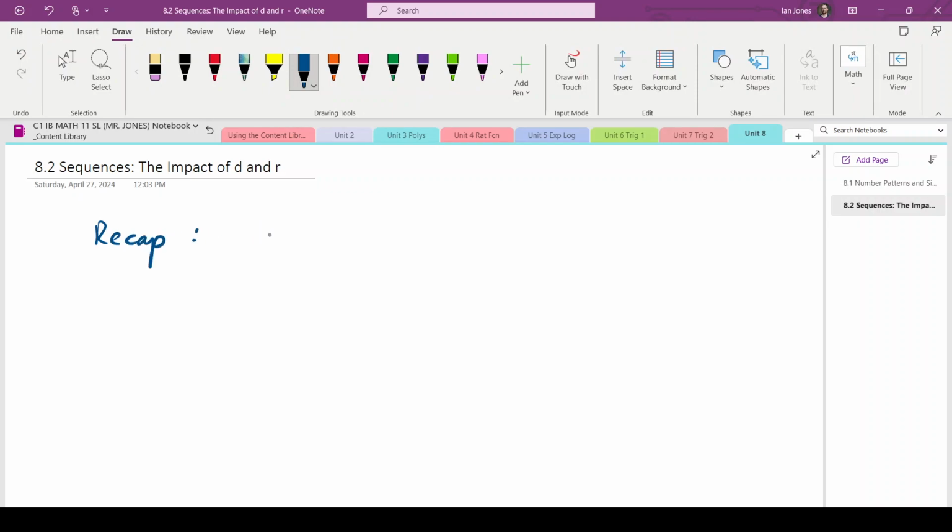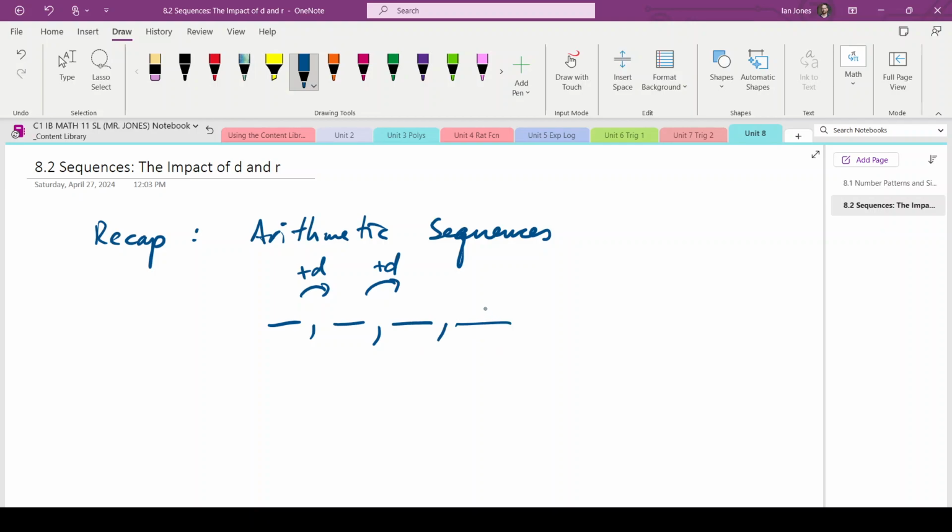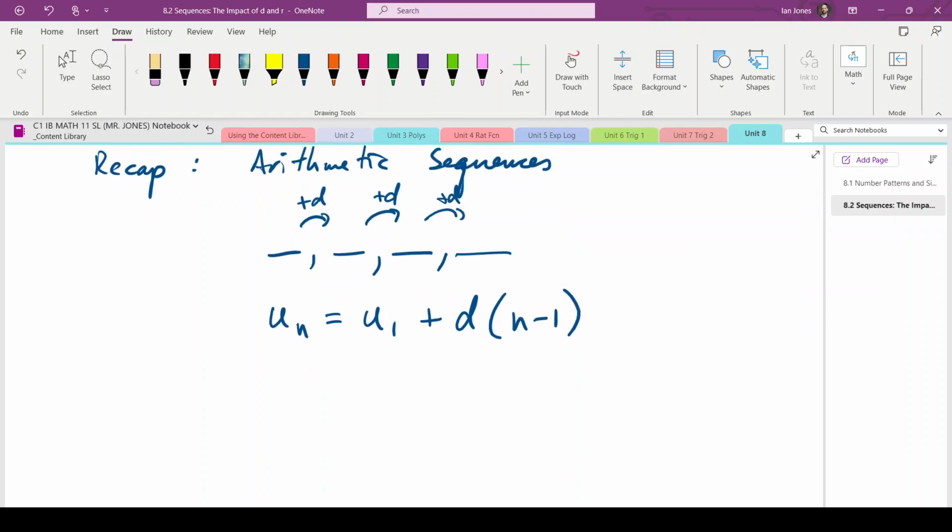So quick recap here. We know that arithmetic sequences are sequences where we start with a number and then we add a common difference, a constant number, all the way along to get our next elements of the sequence. And the general term is given by u_n equals u_1, the first term, plus d times n minus 1. Okay, so that's arithmetic sequences.